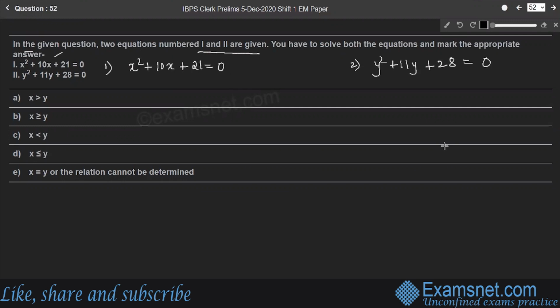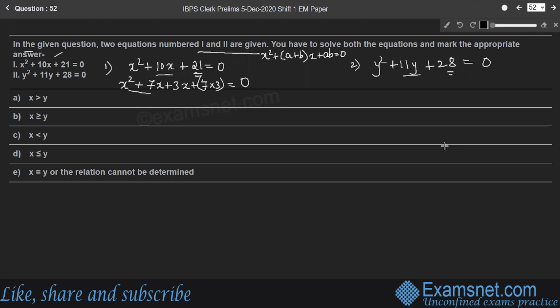Both the equations are in the form of x square plus (a plus b) into x plus ab is equal to 0, right? So here we have to split the middle term in both the cases, by taking the factors of 21 and 28 separately in each case. So x square plus 10x can be written as x square plus 7x plus 3x plus 21, which can be written as 7 into 3. Right, 7 and 3 are factors of 21 here, is equal to 0.